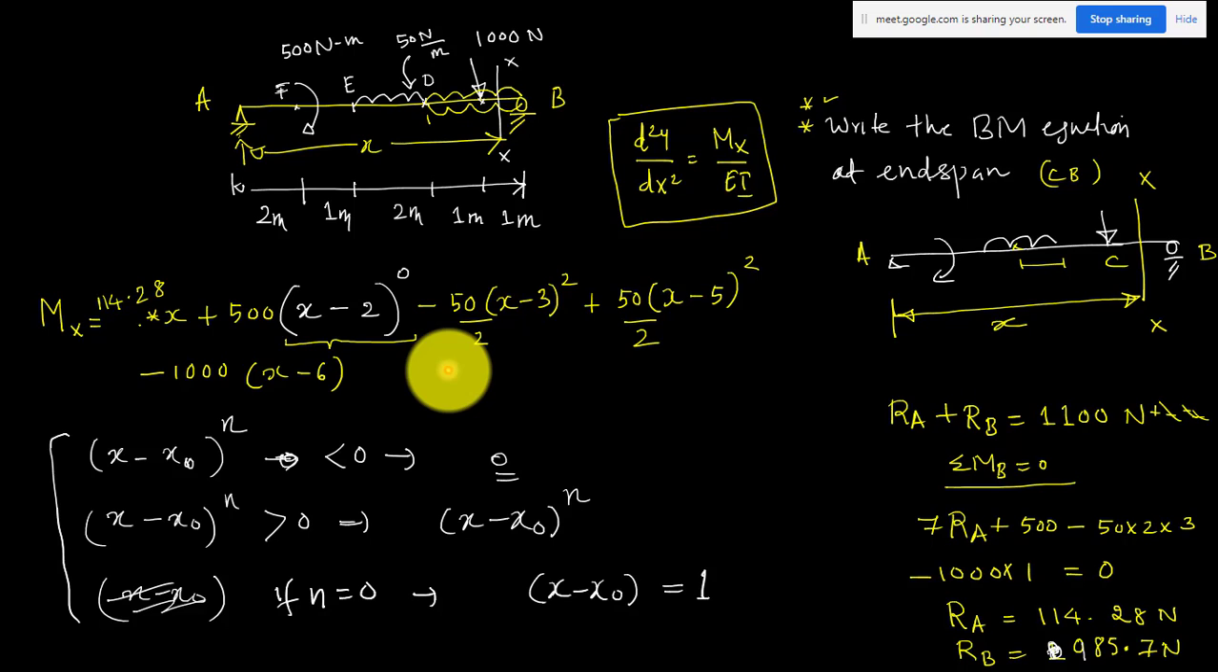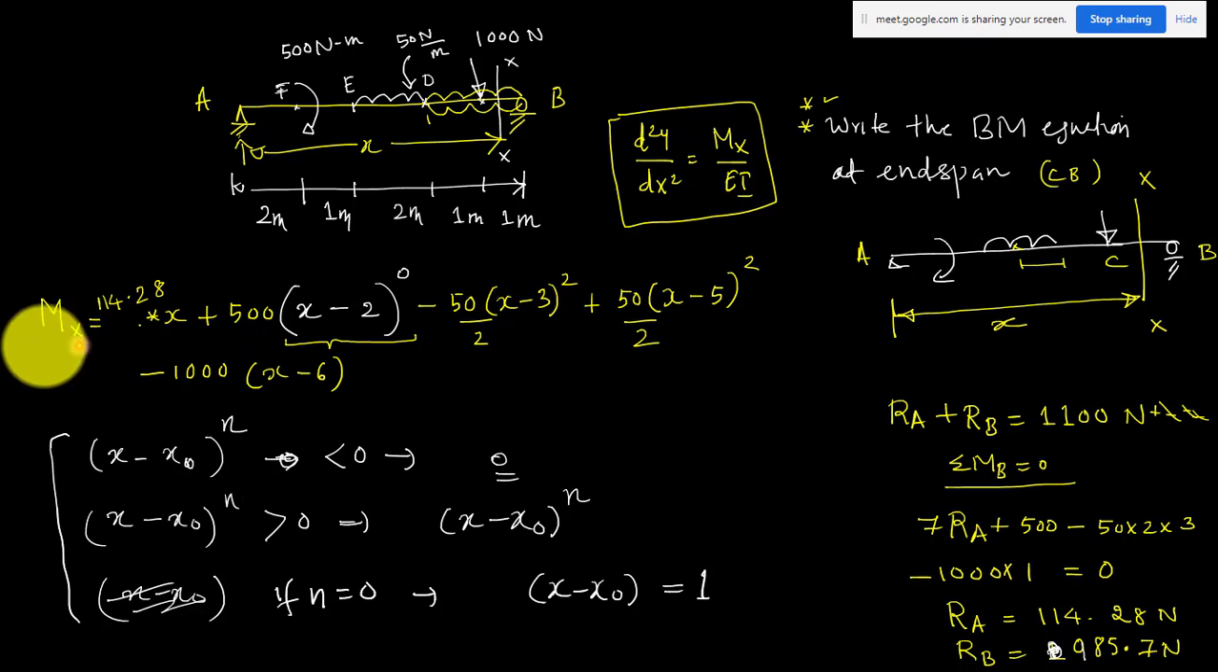You need not study it in that form, like UDL power 2, constant load power 1, moment power 0, that may become complex and difficult again. Instead you can just write the equation as usual, because for a UDL you write 50 into x minus 3 whole square by 2, and for a point load 1000 into x minus 6, that is how you write the moment equation. Simply write it, only keep in mind the constant moment, and whenever this bracket term comes negative, you just remove that quantity. If it is positive, you keep it while solving.